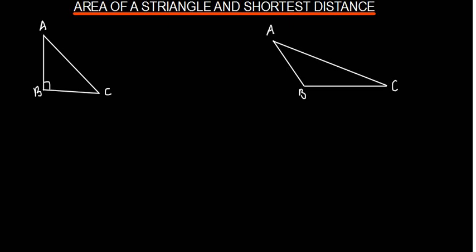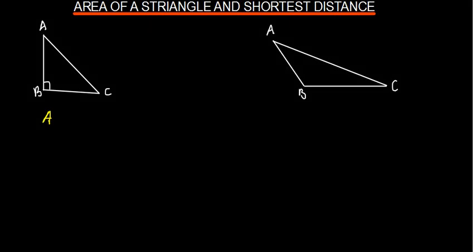So we'll look at how to find the area of a triangle and also how to calculate the shortest distance between 2 points. So if you see the first triangle that I've written here, this is a right angled triangle, okay? Because it has got a 90 degrees somewhere. For a right angled triangle, the area is going to be given by half BH. Okay, half BH.